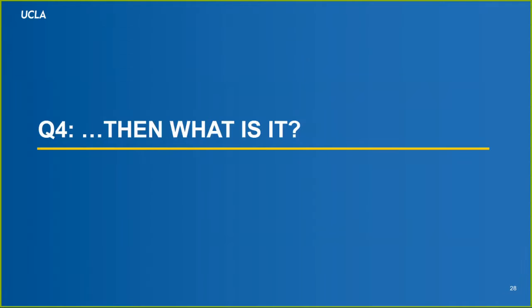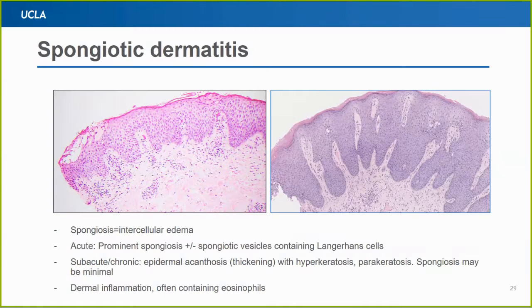All right, moving on to the last question of, if not LS, then what can it be? Spongiotic dermatitis is a common diagnosis to be considered in inflammatory vulvar lesions. Of various causes that result in spongiosis or intercellular edema, that you see manifested by increased white spacing between the keratinocytes, irritant and allergic contact dermatitis is the most common. And it represents reaction to chemical, physical, or sensitizing agents. Spongiotic dermatitis has a broad differential that will be discussed in the next slide.